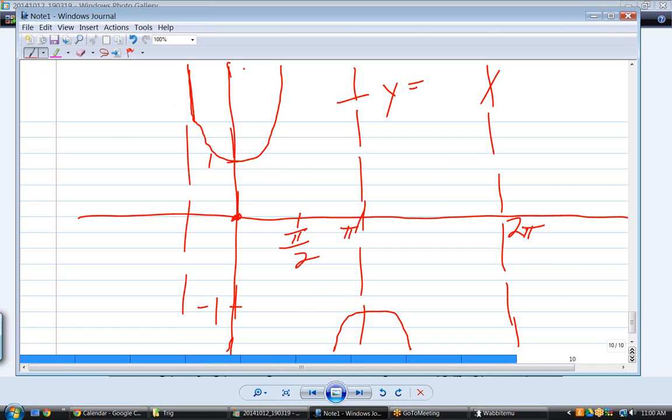Now I'll erase my cosine curve, and there you have the secant, and it also has vertical asymptotes wherever these things head off to infinity. Right. Actually, wherever the cosine is 0. Notice the cosine is 0 at pi over 2. So I'm going to have a vertical asymptote on the secant there. Okay. And secant also has a period of 2 pi, same as its reciprocals.